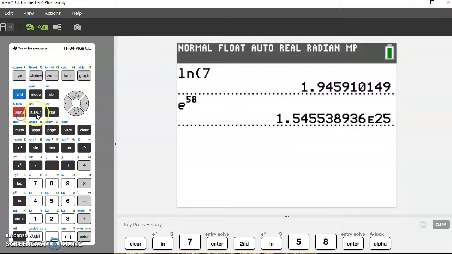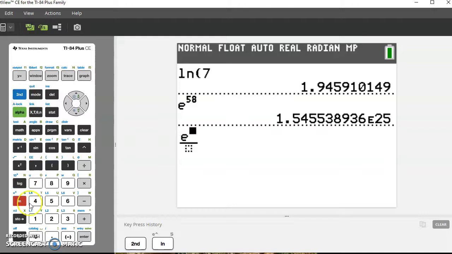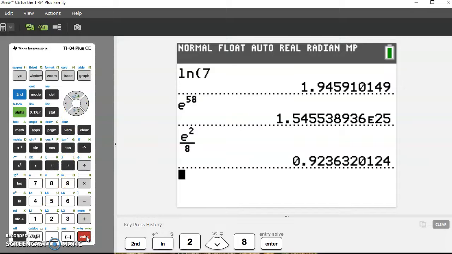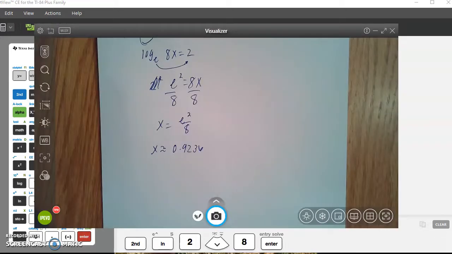Okay, so I'm going to start by doing alpha x to get my fraction button. I'm going to do second natural log squared, and then I'm going to divide this by 8, and I'm going to get an answer of x is approximately 0.9236.